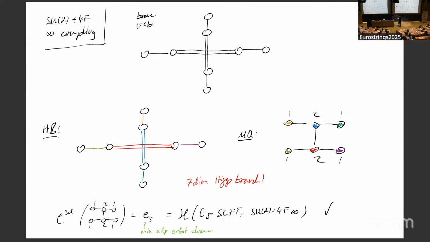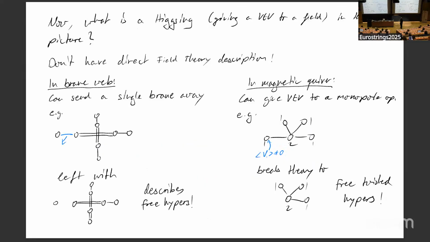And in this case, we can also see that the infinite coupling theory has now 7 Higgs moduli, and we can do the computation. We can check what this magnetic quiver gives, and it actually fits the known answer. Okay, I don't want to go too much into the details. I want to now actually address Higgsings.